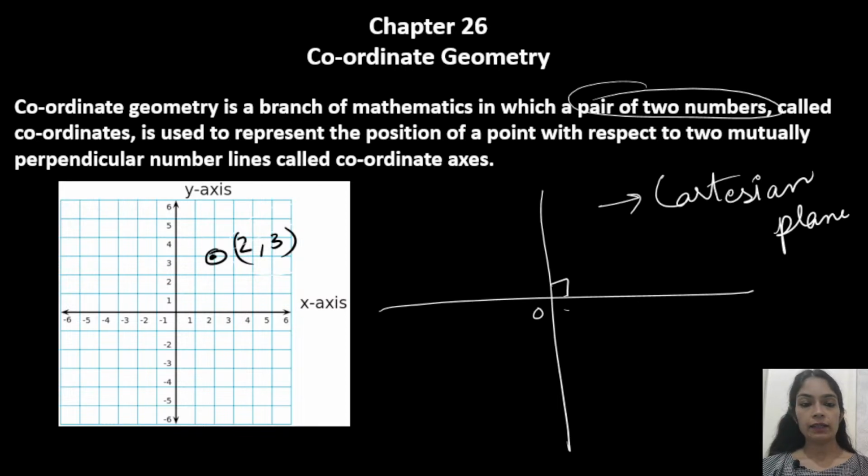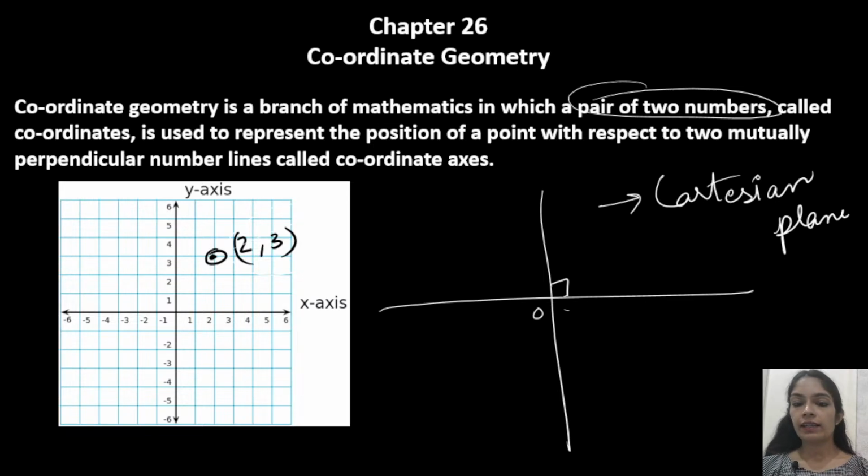Okay. So while others are joining, let's just do a recap of the topic. We are going to continue coordinate geometry in this class. I already started this chapter in the last class, and we did a few questions of exercise 26A. So a little bit of recap we will do.